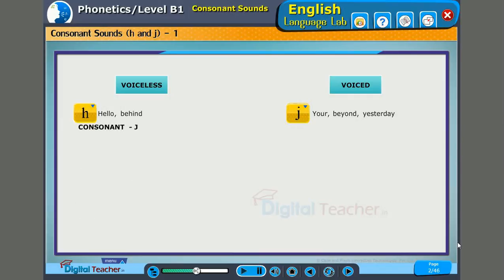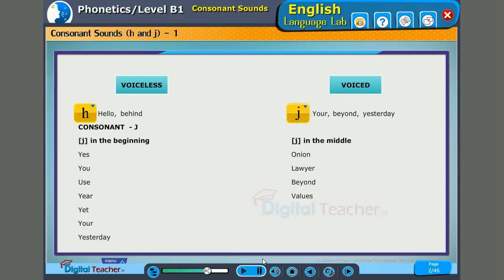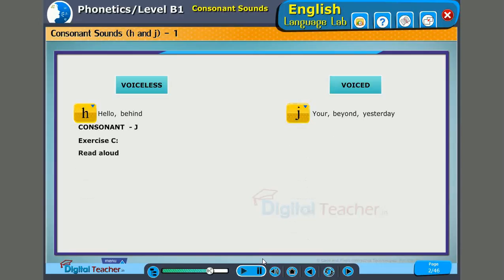Voiced consonant Y. Y in the beginning of the word as in yes, you, use, your, yet, yesterday. Y in the middle of the word as in onion, lawyer, beyond, values, amuse, beautiful, news. Now let us read aloud and compare sounds H and Y. Hello, yellow. Who, you. Here, year. Hung, young. Hell, yell.